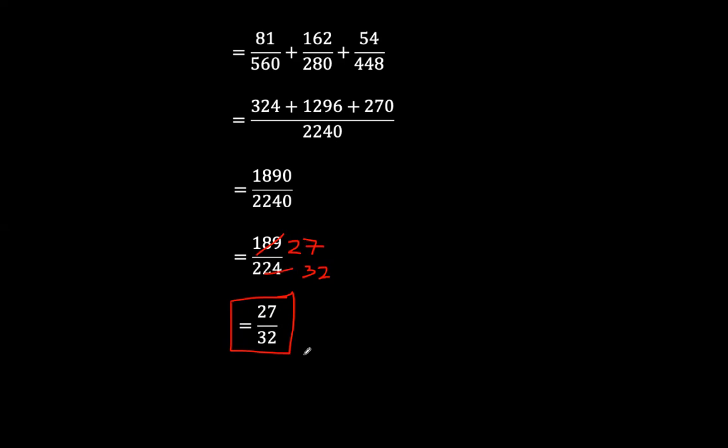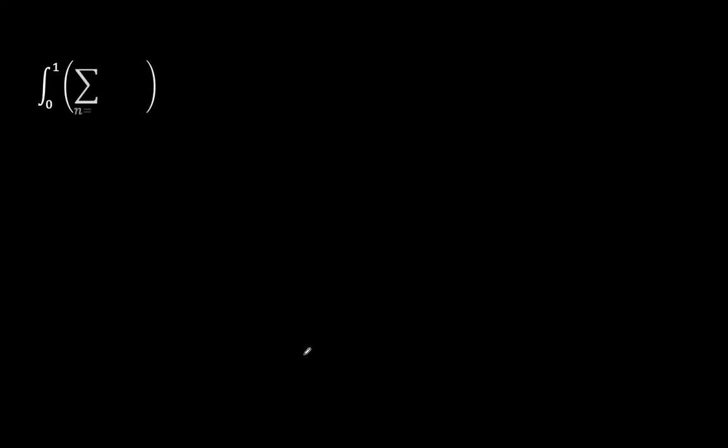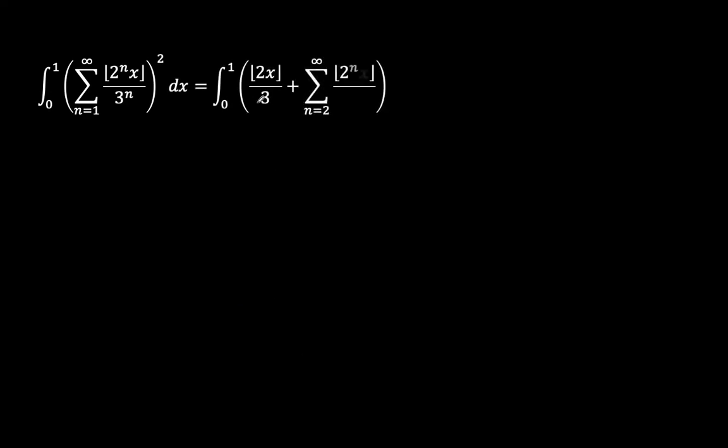Now, in the next solution, it won't be as intricate as we explored in the first solution. So in method 2, the first thing I would do is try to exploit the cyclic or the repetitive nature. And how I would do that is by saying, okay, let me pull out the first term. So when n is equal to 1, we have floor of 2x over 3 plus the summation from n equals 2 to infinity of floor of 2^n x over 3^n, and all that squared, right? So this is our integrand.